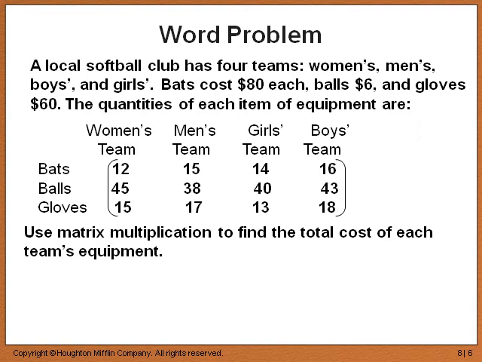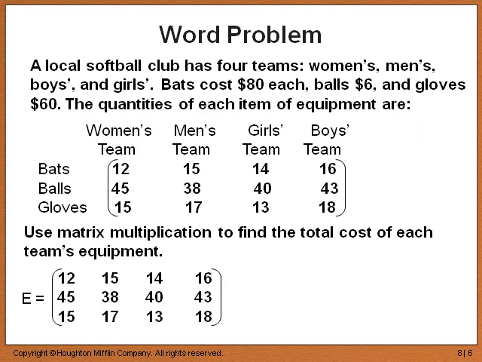Alright, so let's try to solve this word problem using matrix multiplication. Well, we can call the equipment matrix E, and E equals 12, 15, 14, 16, 45, 38, 40, 43, 15, 17, 13, 18. Alright, that is my matrix E, equipment matrix. And I can come up with this cost matrix C equals 8660. Alright, well, that's kind of a logical place to start, but you need to be careful. Notice the problem doesn't tell you whether to set up a column matrix or a row matrix. So this is just kind of your first guess. But how do you check?